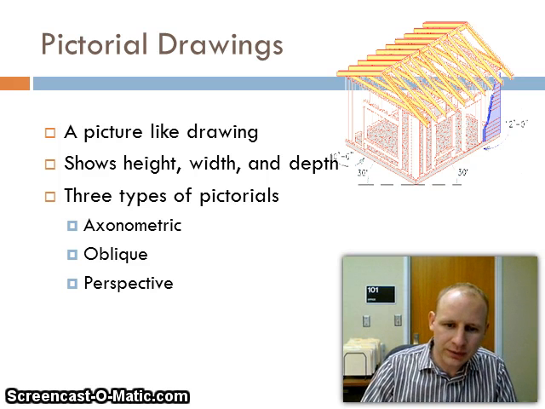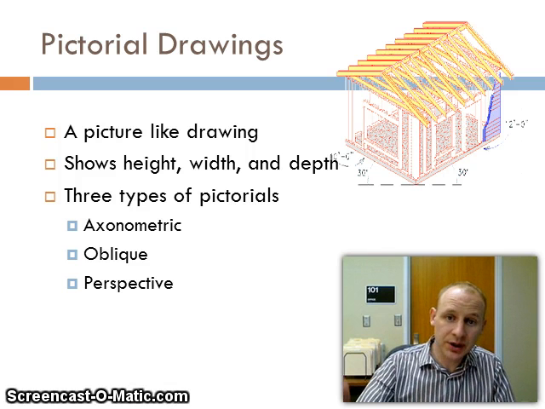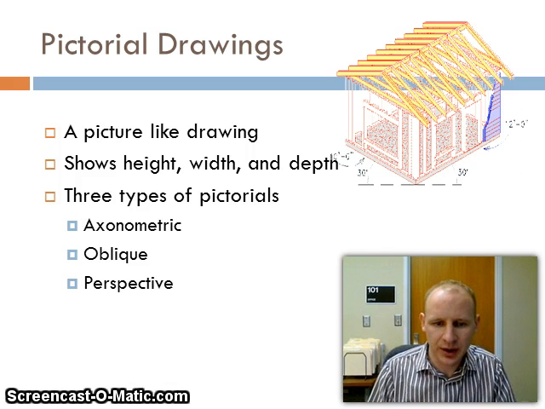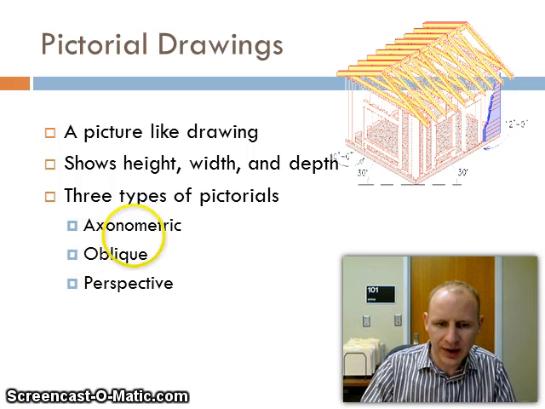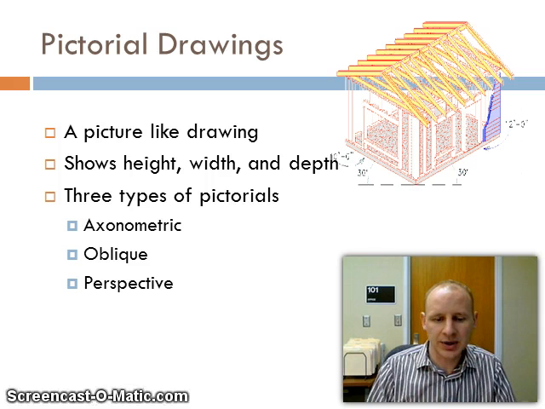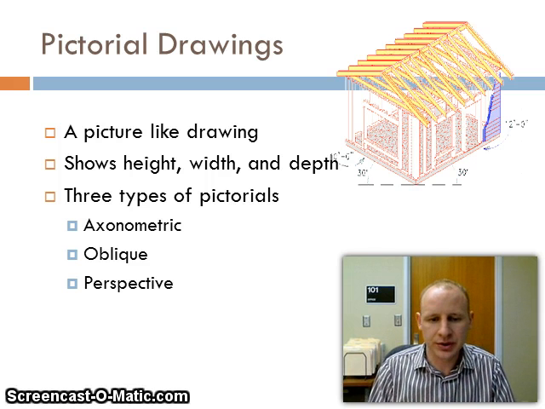And within each one of these three main types we have subcategories of different types of those. So for example, we have three different types of axonometric, three different types of obliques, and two different types of perspective. And that's what we're going to go through in this chapter.